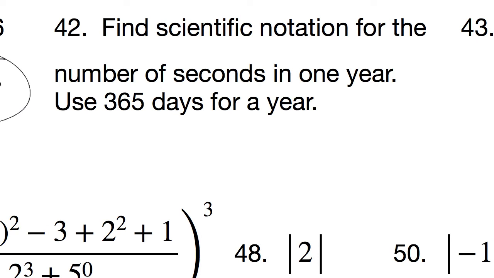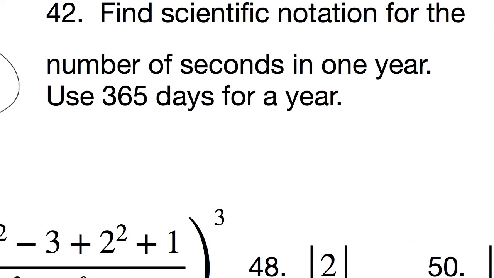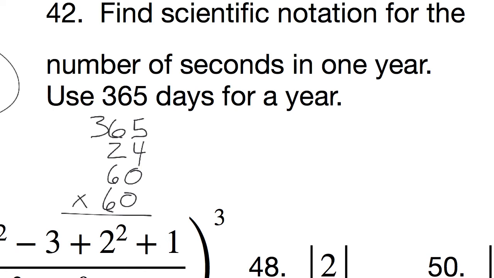Find scientific notation for the number of seconds in 1 year. Use 365 days for a year. Wow, okay, so what we need is 365 days in the year times 24 hours in a day times 60 times 60. When you do that, you get 315,360,000. That's how many seconds are in a year.